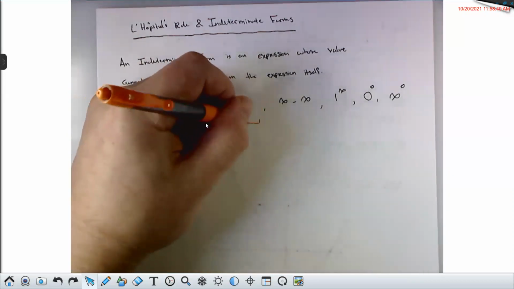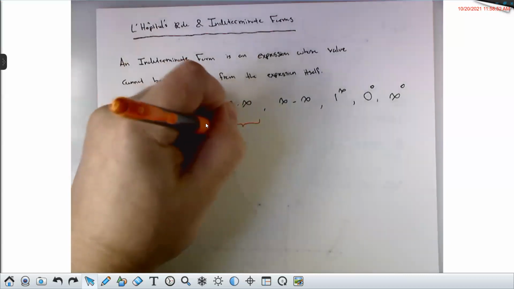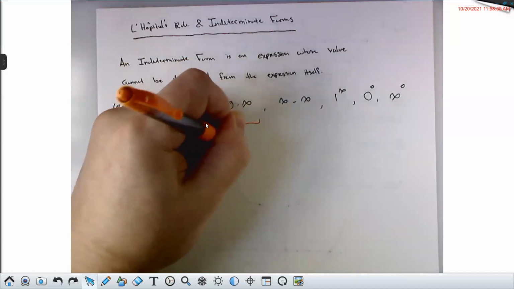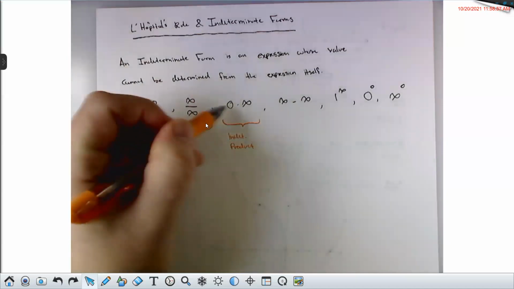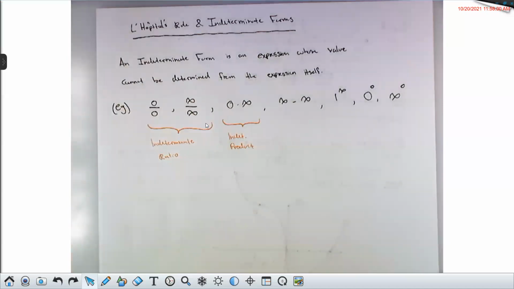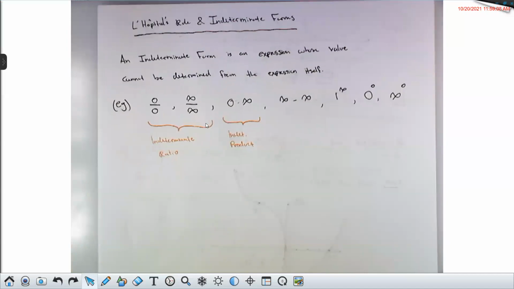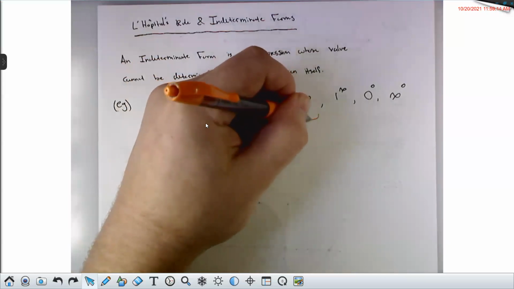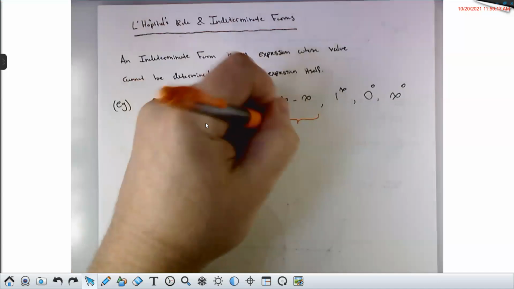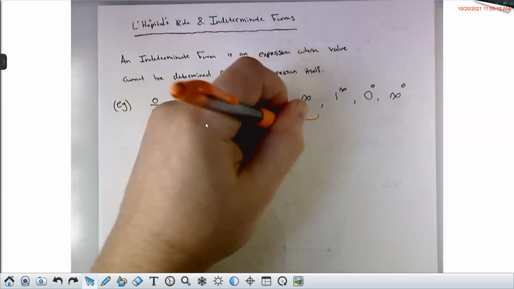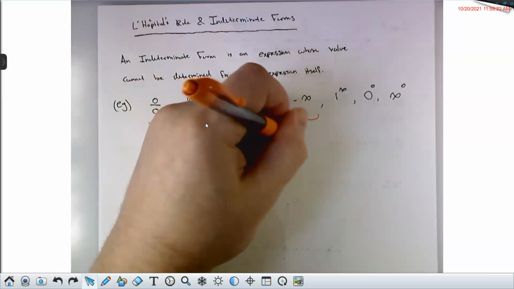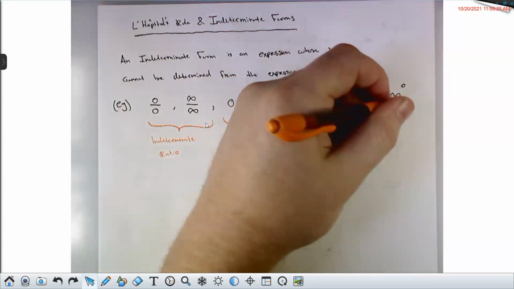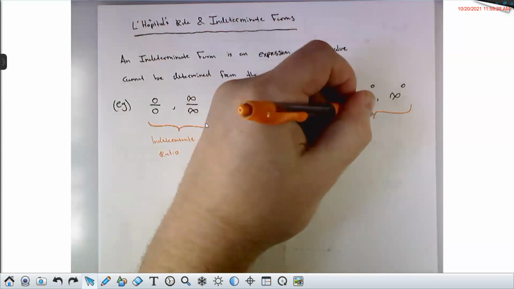0 times infinity is called an indeterminate product. Again, because it is a product, it's two things multiplied, and we cannot tell what the value is. 0 times infinity is neither 0 nor infinity. It could be either of those, but it could also be 10. It could also be pi. It could also be 5 or -2. Infinity minus infinity is called an indeterminate difference. And these last three are called indeterminate powers.